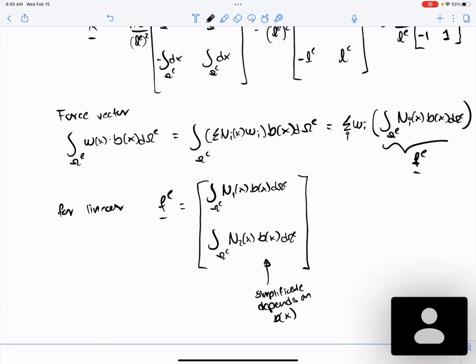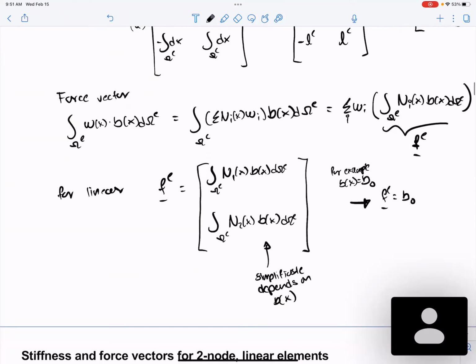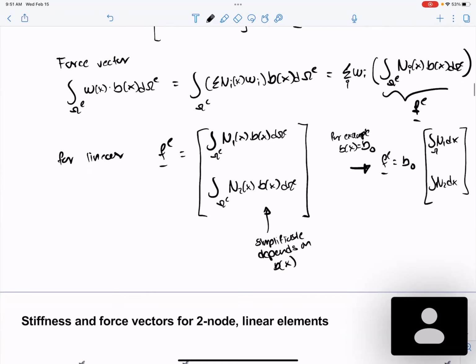So for example, let's say that b of x is just some number. In that case, for the force vector, I can just take that b naught out. And then what I'm left with is the integral of n1 and the integral of n2. Anybody want to guess what those integrals are? What is the integral of n1 over the element, and what is the integral of n2 over the element for the linear case?